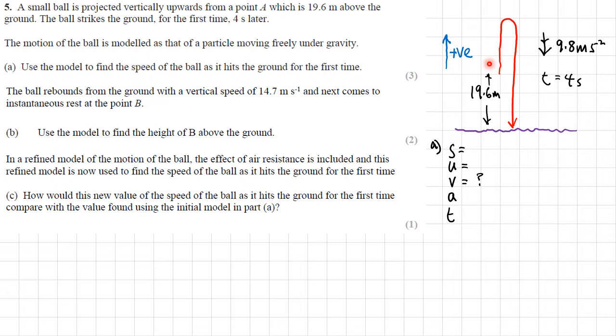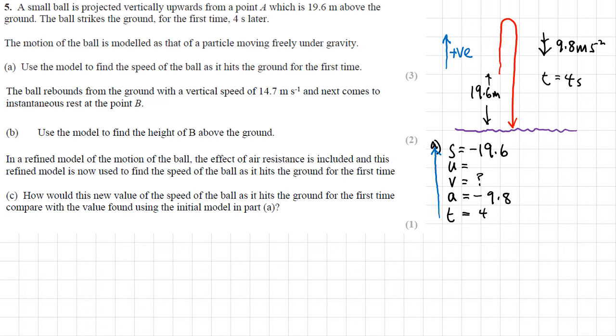Now S. Since I'm taking upwards as positive, anything above the point of projection is positive displacement. Then when I get to this point here, which is level to the point it was projected at, that would be 0 displacement. And then below that is going to be a negative displacement. So I want to know what the speed is when the displacement is negative 19.6. In other words, 19.6 meters below the point it's projected from. A is going to be negative 9.8 because remember I'm taking upwards as positive. So I'll just put an arrow here at the side so we know which direction is positive. And T is 4 seconds.